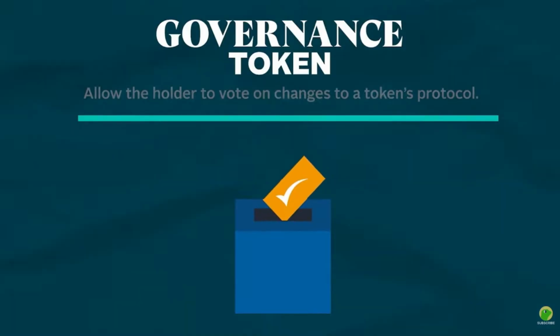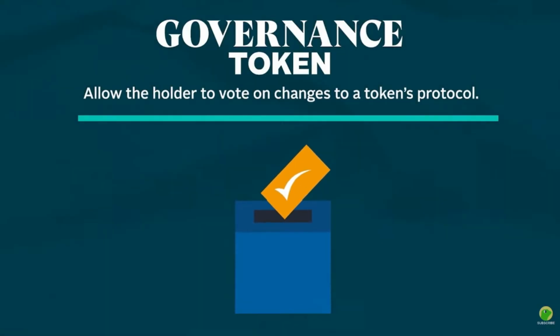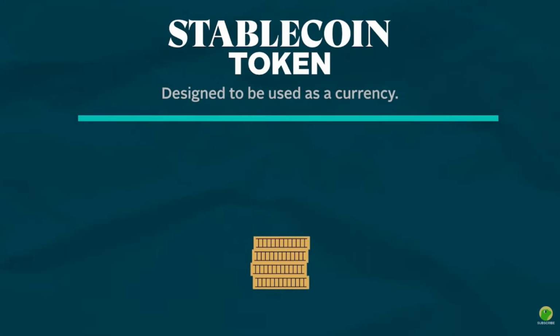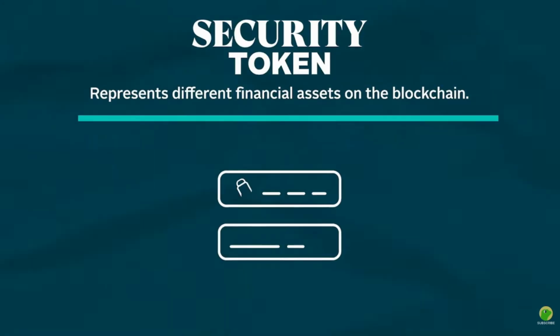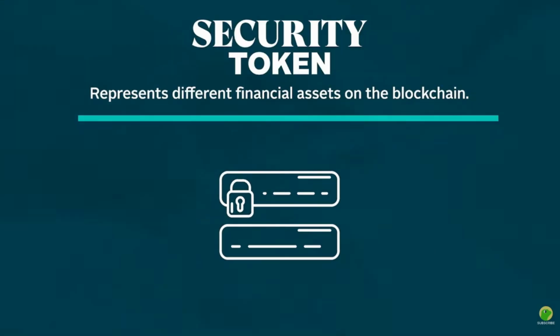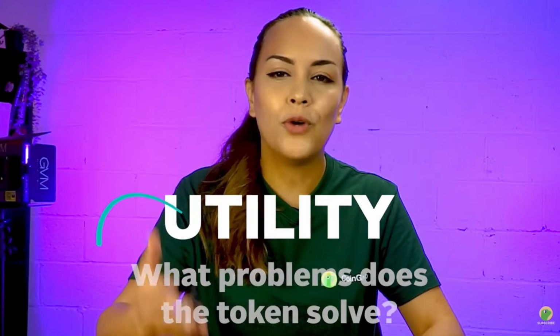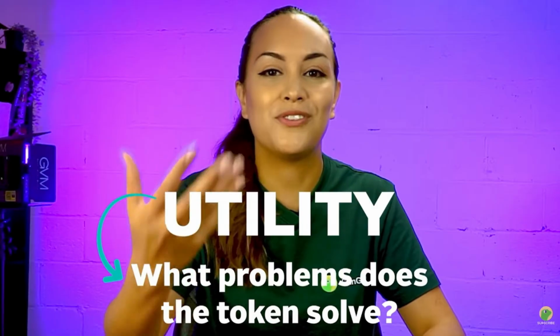Next up, we have one of the most important aspects of a token, its utility. Use cases for tokens can vary. For instance, governance tokens allow the holder to vote on changes to a token's protocol. Stablecoins, on the other hand, are designed to be used as a currency, while security tokens may represent different financial assets on the blockchain. So, in other words, what problems does the token solve?